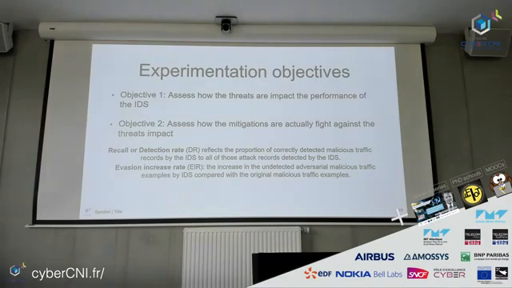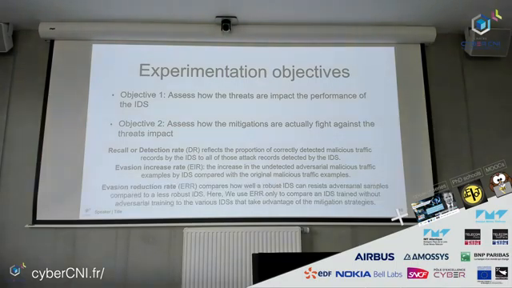And this metric is usually used from the attacker point of view. And the adversarial reduction rate, AIR, compares how well a robust IDS can resist adversarial samples compared to a less robust IDS. So here we use AIR to compare the IDS trained without adversarial training to the various IDSs that take advantage of the mitigation strategy. And this metric takes the defender point of view.